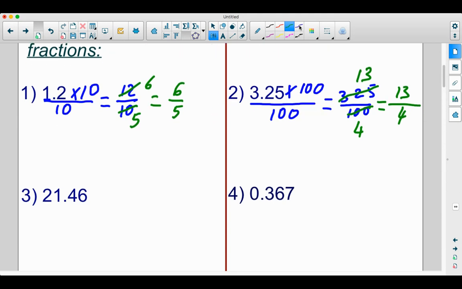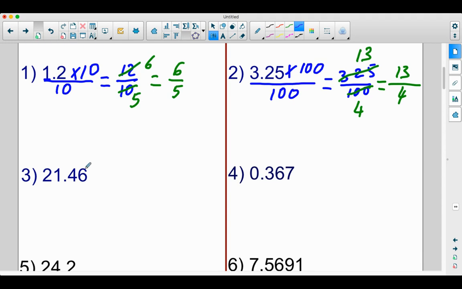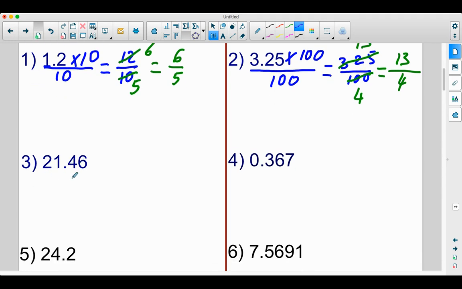Now number 3. Okay, 21.46. Yes, you guessed it right, we are going to multiply by 100 since we have 2 digits after the decimal point. So times 100 divided by 100. So that gives us 2,146 over 100.